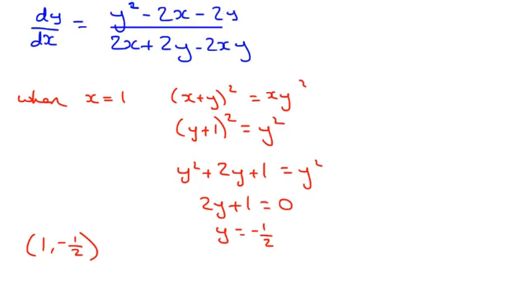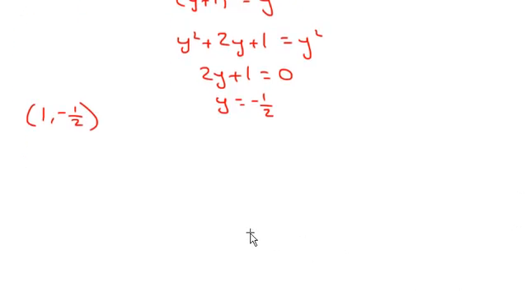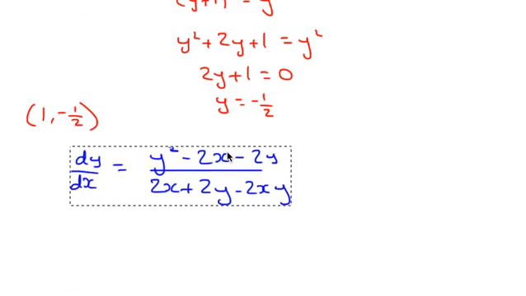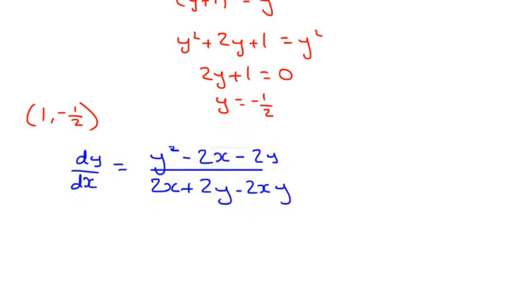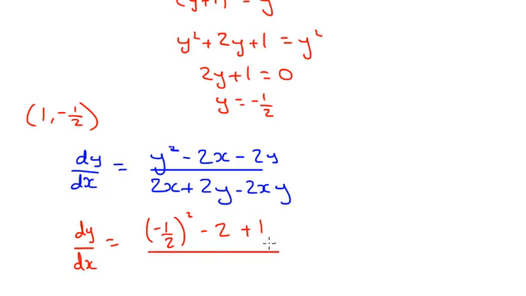Let me just copy this. So we're going to have that dy by dx is equal to minus a half squared minus 2 times 1 minus 2 times minus a half, so that's going to be plus 1, over 2 times 1 plus 2 times minus a half, so that's going to be minus 1, minus 2 times 1 times minus a half is going to be plus 1.